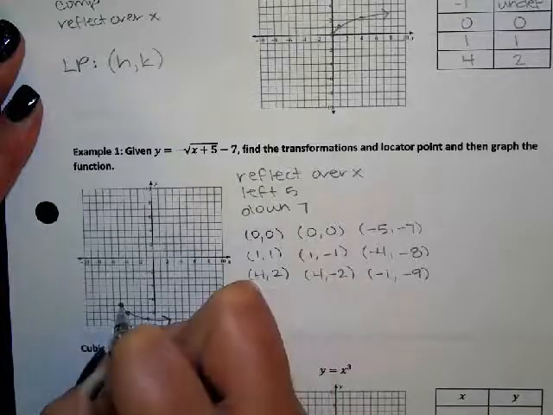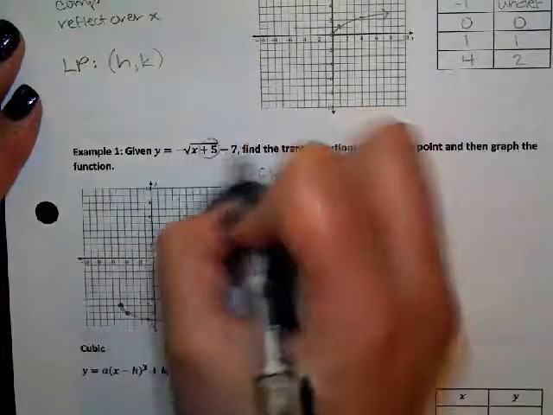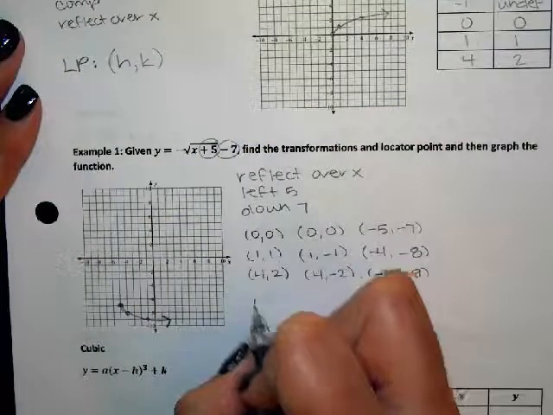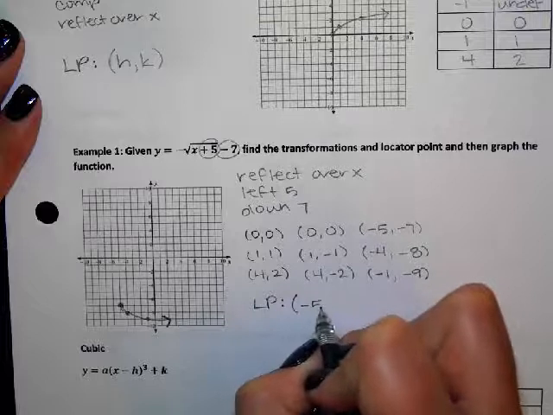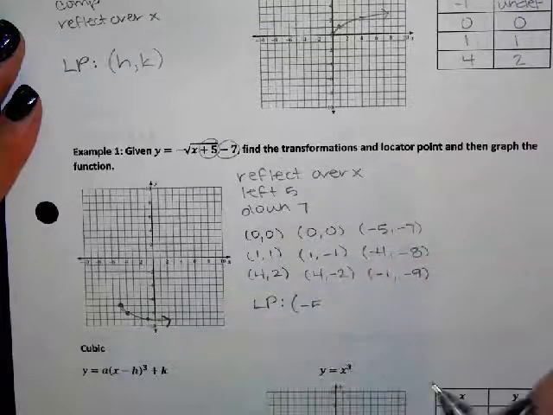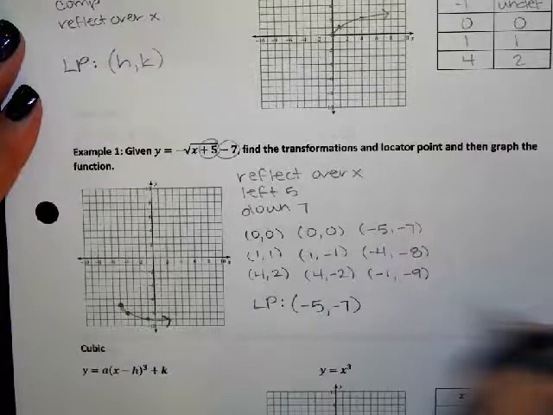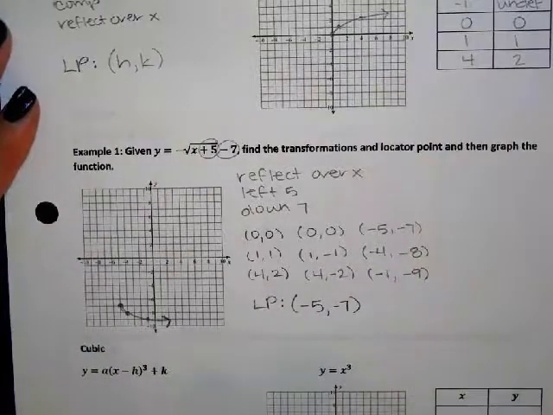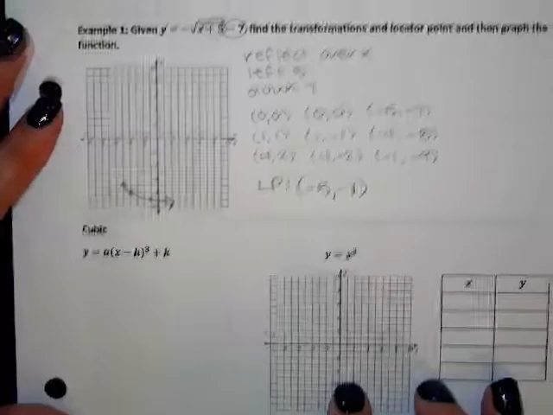And the locator point you can see from the graph, but we can also see it from the equation. The locator point, kind of what we used to think of as the vertex, is -5, -7. If you call it the vertex, am I going to get upset? No. I'm just going to tell you, oh, it's a locator point in this problem, in this context.